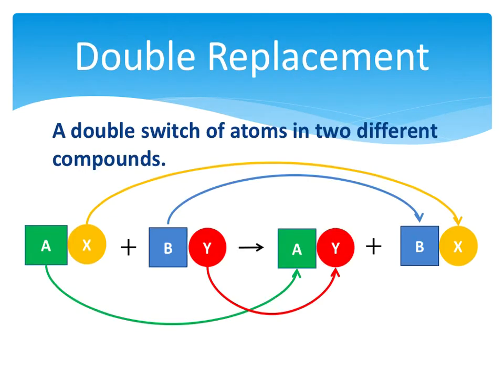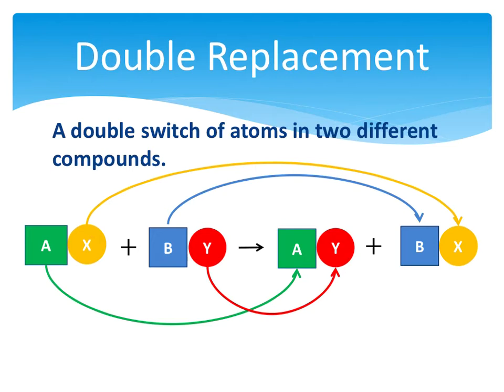So an extension of the single replacement reaction is the double replacement reaction type. And it's basically the same thing, except now you're going to switch two atoms in two different compounds. So it's very analogous to going to a dance. You bring a date to the dance, and your friend brings a date to the dance. And you decide that sometime during the dance, you and your friend are going to switch partners. So now your date is dancing with your friend, and your friend's date is dancing with you. So that's what it is.